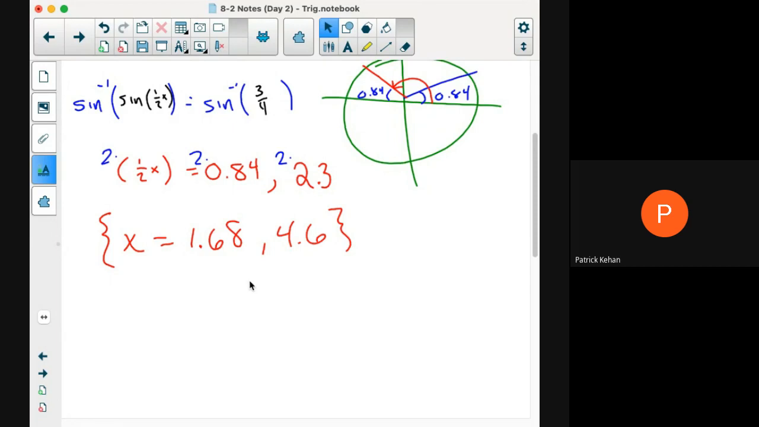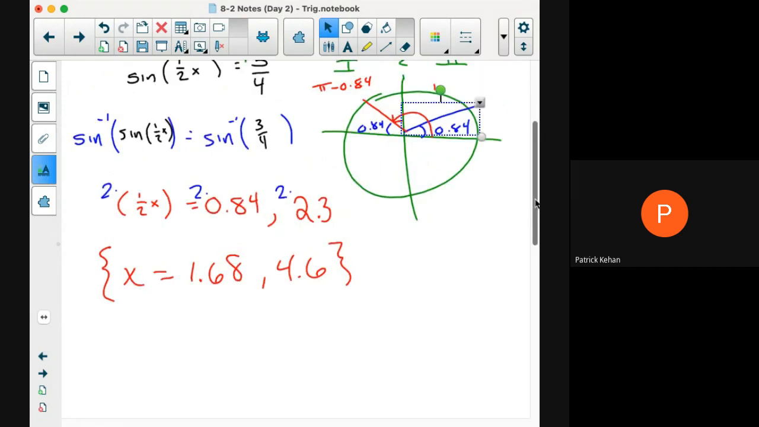So I take the inverse sine of 3/4 and I get 0.84. 0.84 is a reference angle as well as a critical angle. So I'm going to sketch that first quadrant angle right here, 0.84. And then I'm going to turn around and find that second quadrant angle right here. So same reference angle, 0.84. So I'm going to subtract 0.84 from pi. And that's going to give me my second quadrant angle here, which is going to be 2.3.